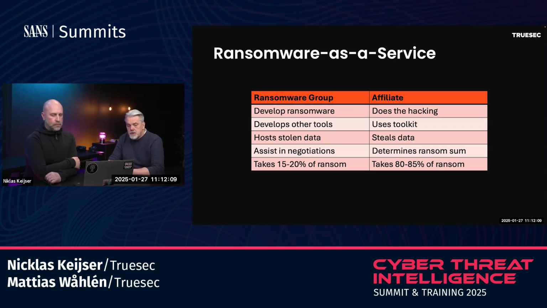So they get 15 to 20% of all ransom attacks in the name of the ransomware group, whereas the affiliates only get the money from the ones they are actually responsible for. And I think the largest group I've seen was, at its heyday, Lockbit, with somewhere between 50 and 100 affiliates. So it ends up being quite a lot of money for the ransomware group, even if they only take 15 to 20% of the ransom sum.